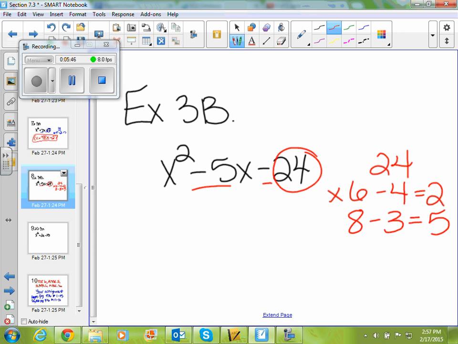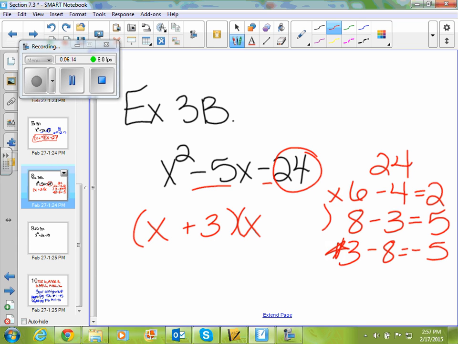Did I want a positive 5 or negative 5? Negative, so let's just flip-flop these. 3 minus 8 gives me negative 5, right? So when that happens, when you're looking for a negative but you end up with a positive, just flip your numbers around. Okay? No, it's not cheating. It's finding the answer. Alright, so x breaks down into x and x. So it's positive 3 or negative 3. And what about my 8? Negative 8. Very good.